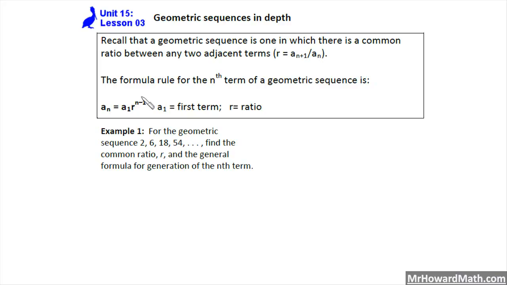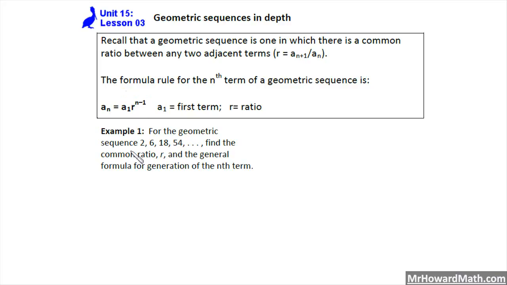The formula rule for the nth term of a geometric sequence is a sub n equals a sub 1 times r to the n minus 1. A sub 1 is the initial term, the first term, and r is that common ratio, that multiplier. And then of course n is your index number, also called your term number.